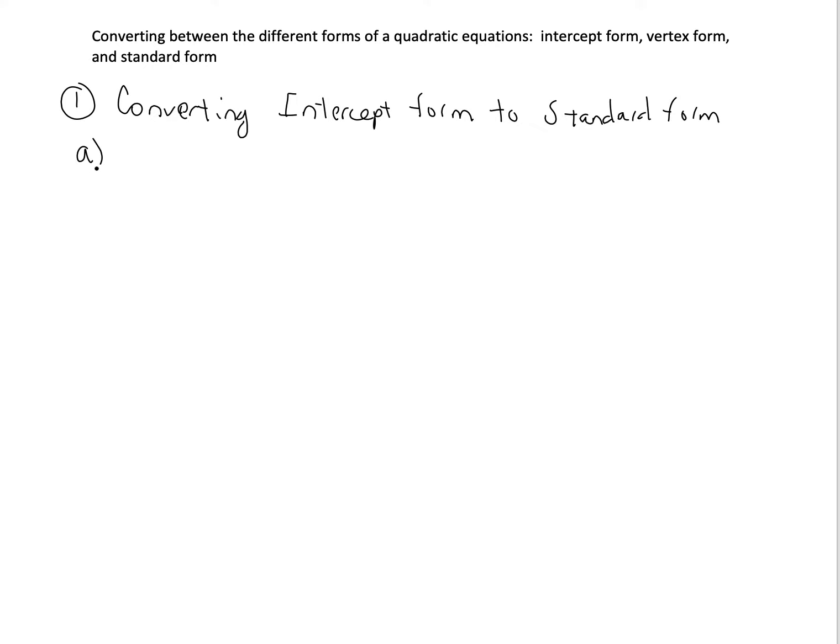Okay, so let's say you're given the equation y is equal to 3 times x minus 4 times x minus 1. This is an equation in intercept form, and we want to make it into standard form. Remember, standard form is ax squared plus bx plus c equals y. And so to do this, we're just going to do our full method.